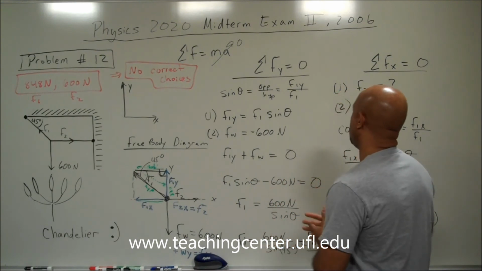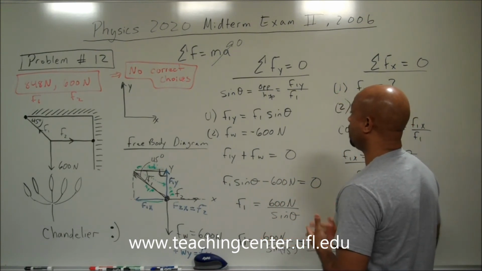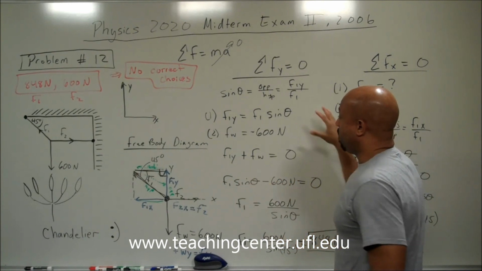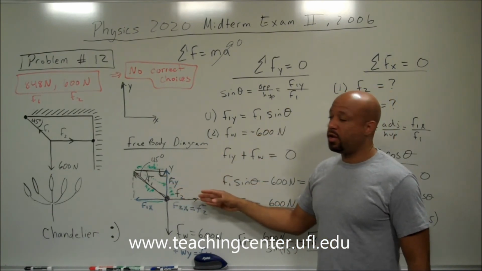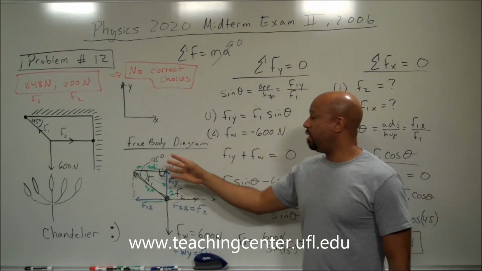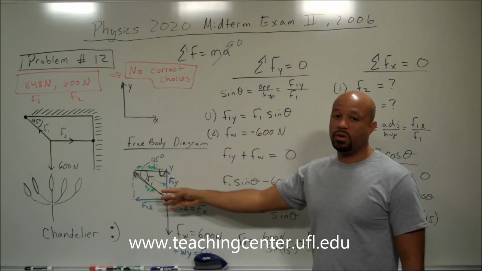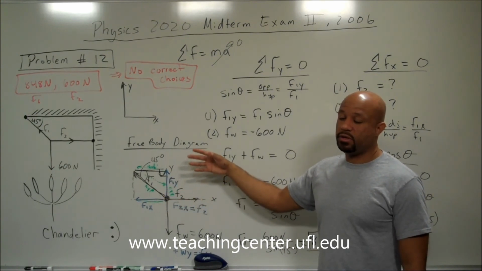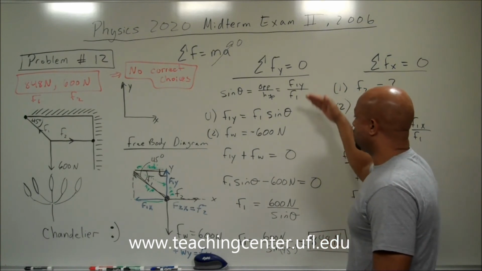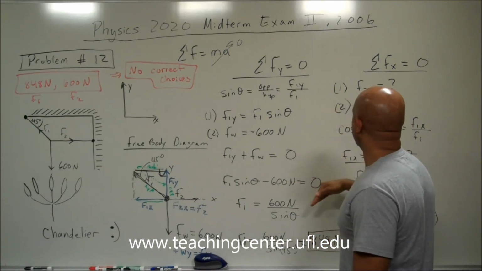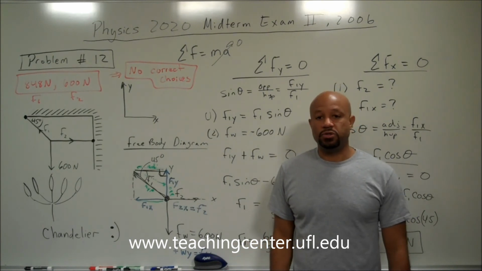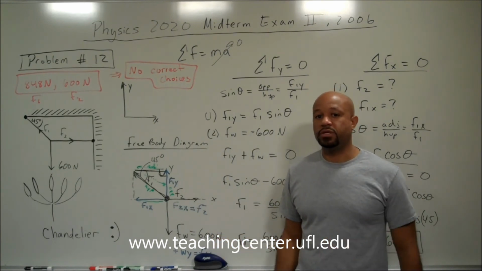That made the rest of the problem fairly simple once we resolved our forces. We used trigonometric functions and the information given in the problem to relate the magnitude of force 1 to its x and y components. Then we summed the forces in the y direction and in the x direction, and we were able to find the solution. So this is your general approach to solving these types of problems.